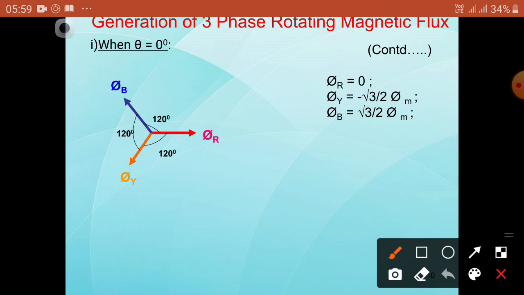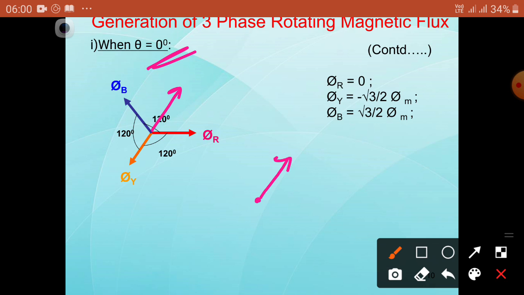Now what is happening here? Phi r magnitude, how much value? 0. 0 means at the center only, r is 0. Now what is the angle? At 0 degrees also. 0 magnitude, 0 angle, that means no value, 0 value, at theta equal to 0 angle. Now phi y is in this direction, positive y is this direction, but due to the negative sign, minus means the opposite, so you write this direction. What is the magnitude? Root 3 by 2. This is the magnitude, root 3 by 2.